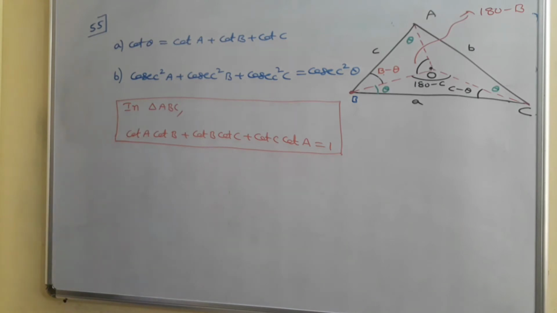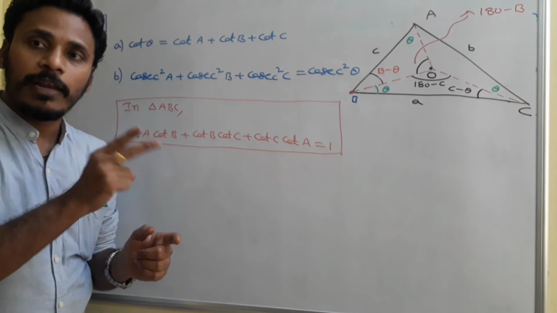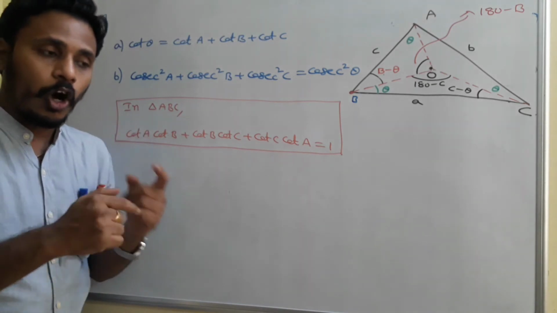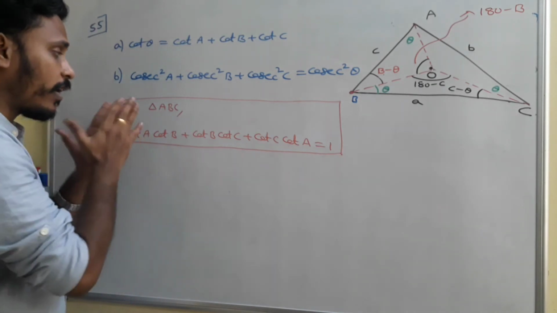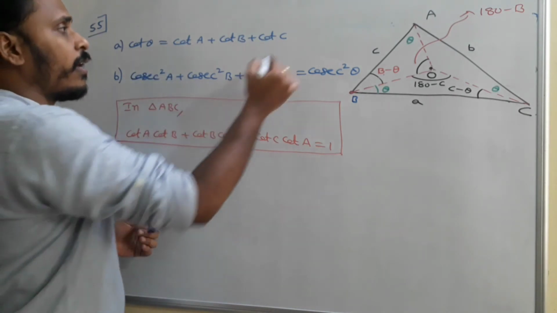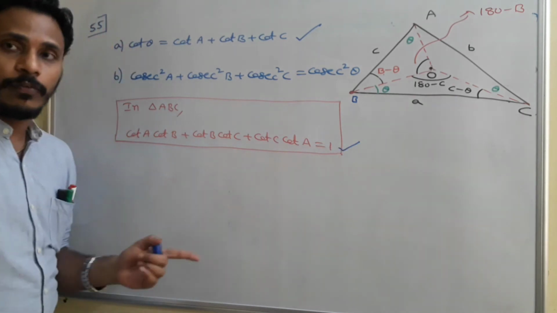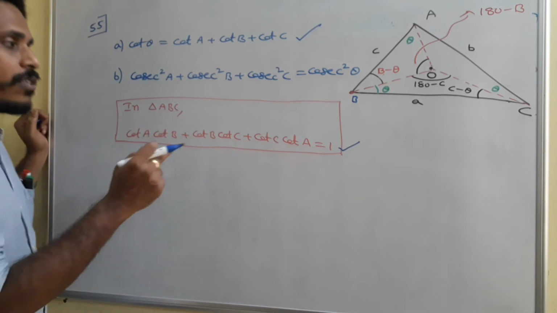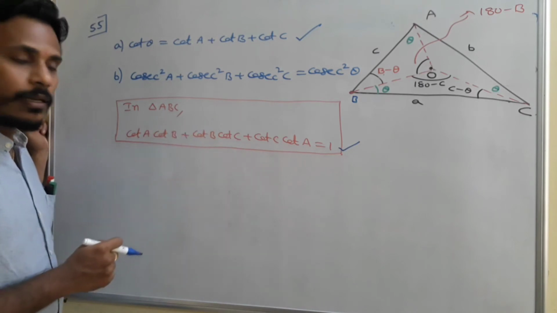And related to tangents also we have one thing. In a triangle ABC, tan A plus tan B plus tan C is equal to tan A into tan B into tan C. We also used it in many cases. But related to cot we need to utilize this. In a triangle ABC, this is correct, and for the given triangle, this is also correct as we proved. So by using these two, we need to show the second one. Just look here: cot A cot B plus cot B cot C plus cot C cot A is equal to 1.